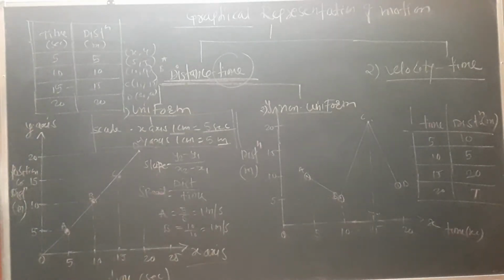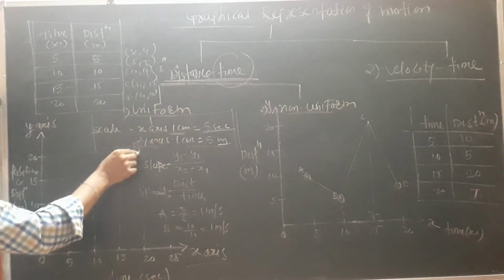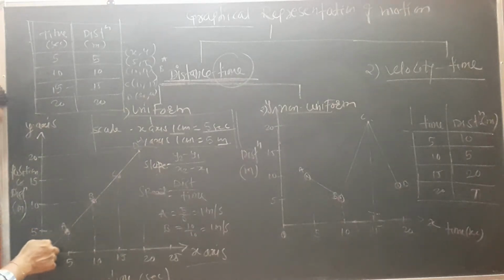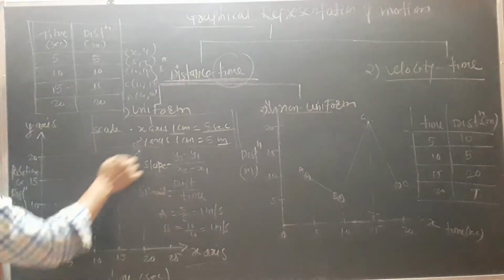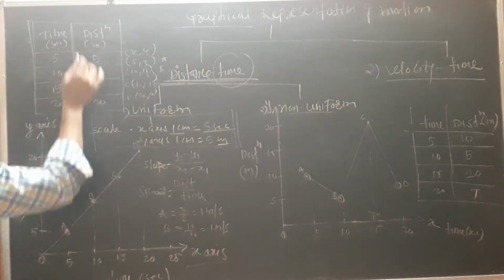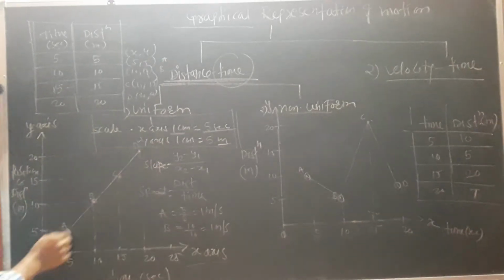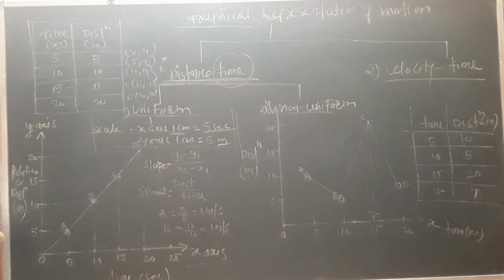Then afterward I noticed that if I join these plotted points A, B, C, D, I get a straight line. I got a straight line. Though here I have not marked it, I have given 0, 0, but I start from the origin. So I can just extend it up to the origin. So now what you will notice is that this line goes straight.